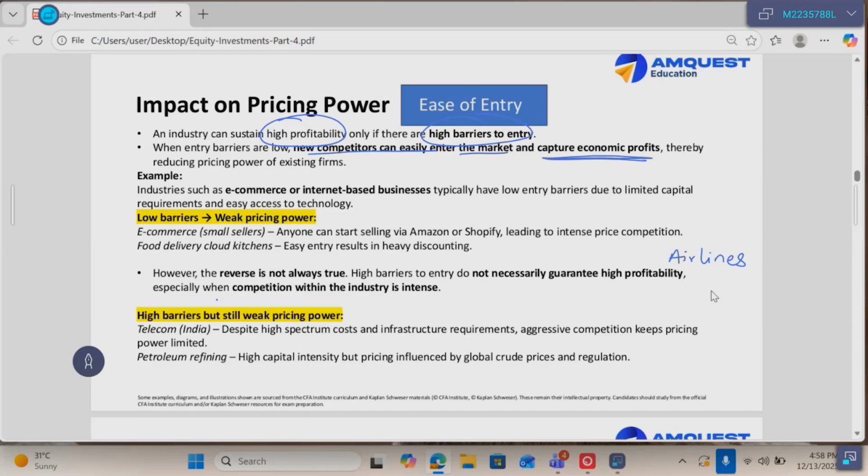Petroleum refining is highly capital intensive, but prices are influenced by global crude prices and regulations. In India, taxes are imposed even if global crude prices fall. Our petrol and diesel don't get cheaper because most of the profit is taken away by the government. So these are some of the examples. The barriers to entry are high, but still these companies have weak pricing power.